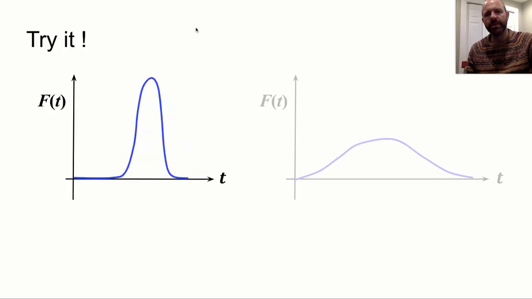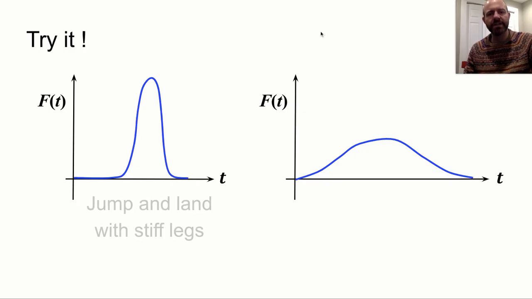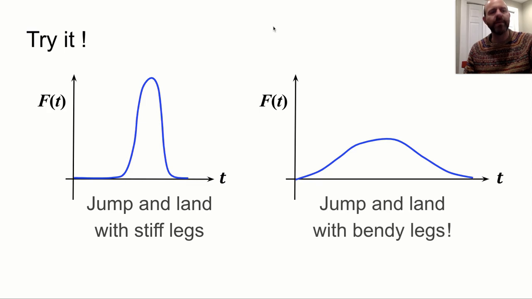So this is an example, something you can try, right? These two have essentially the same area, but we're doing something different. So if you were to jump up in the air and land without bending your knees, you don't have to jump super high, you would feel a big force for a short time, and it would stop you.